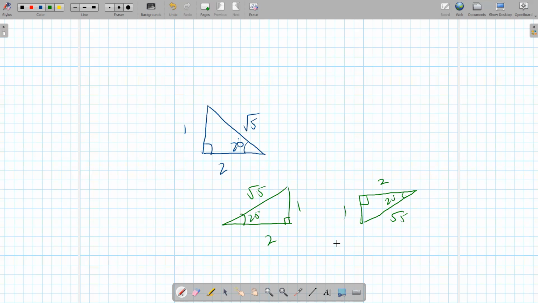What's the word for them, if you remember? Similar and congruent. So are these similar or are they congruent? Now, similar means the angles are the same, okay? Not the size. Congruent means the angles and the size are the same. So which one is the similar or congruent?